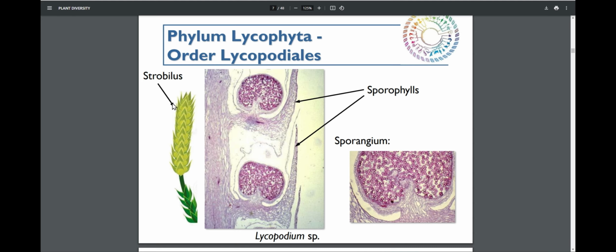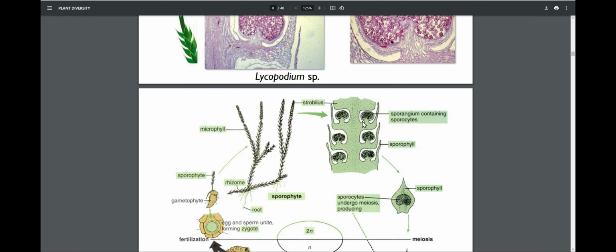This is a cross section of a strobilus. You have sporophylls, which you could think of as sporangia leaves. It's not too big of a deal, just remember the name. And then the sporangium, which you've seen many times.